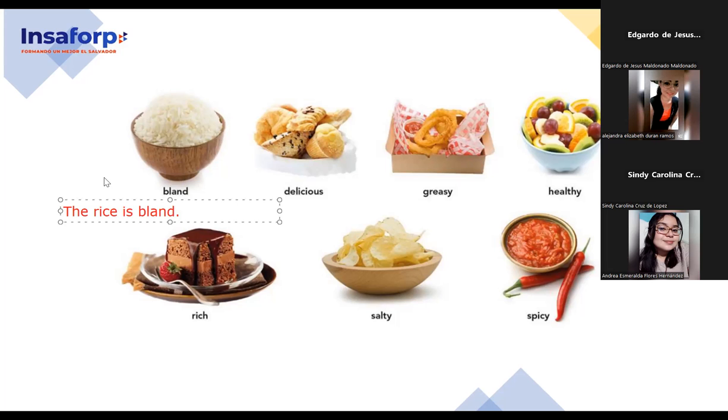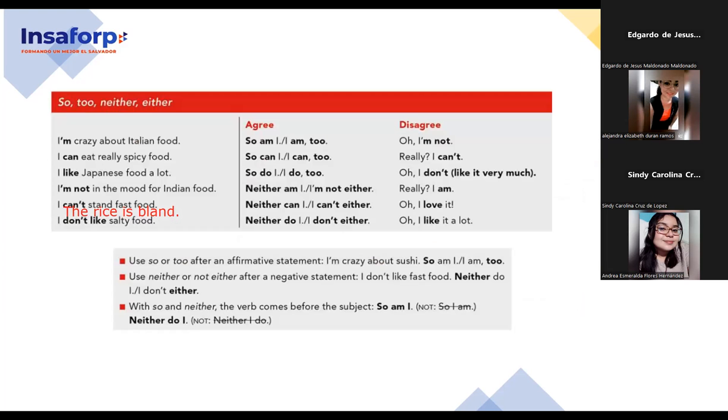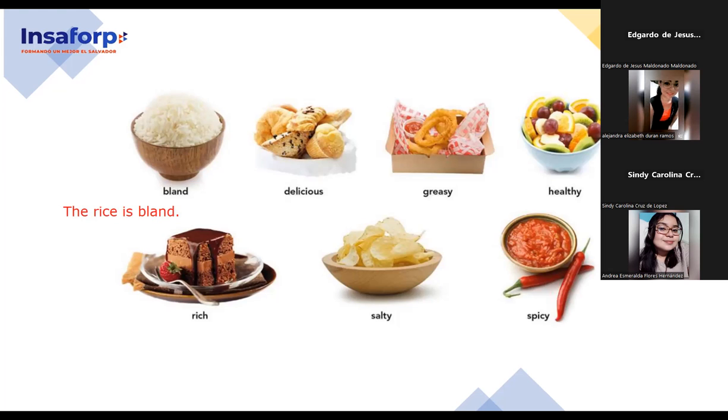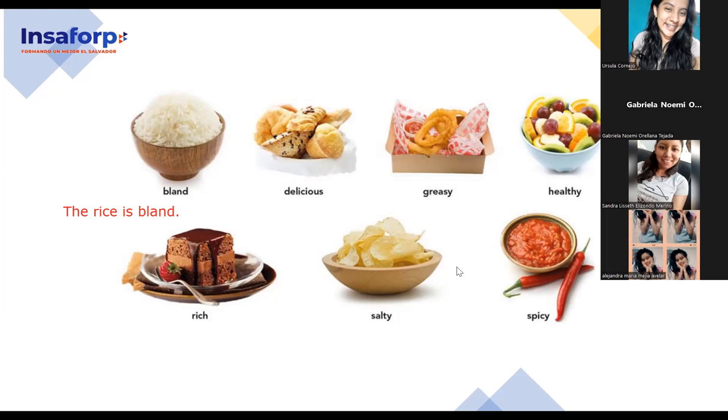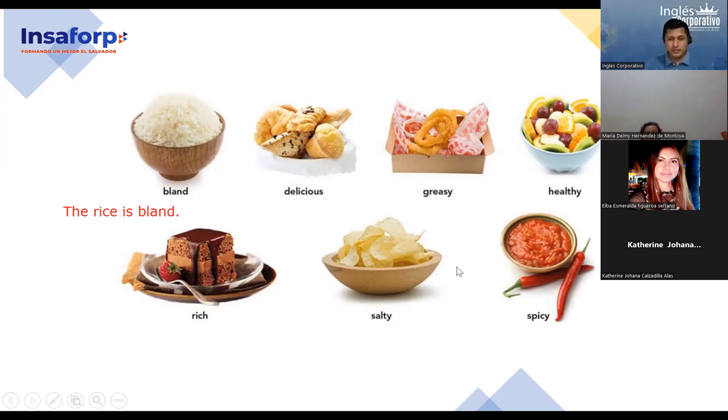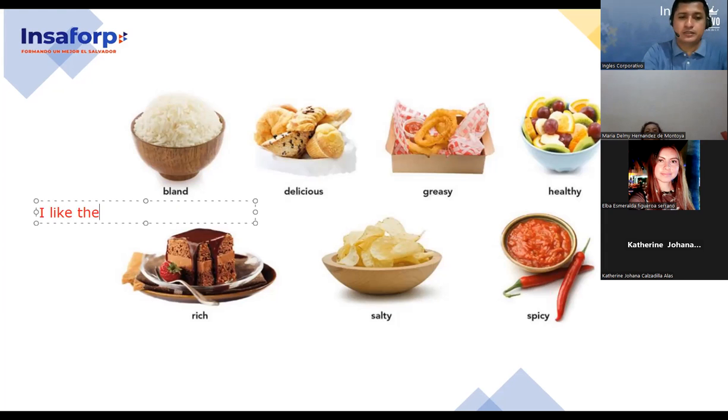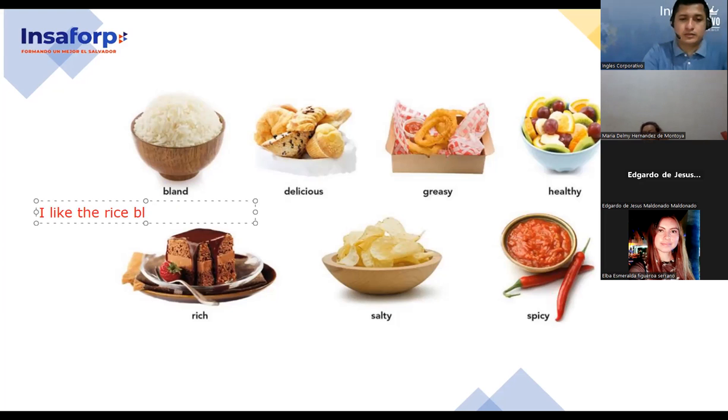But if you look at the examples here, we have I like, I can't, I am not. So in the examples, you need to show that you like something, or that you dislike something. In the sentence the rice is bland, the sentence is correct. However, it's not showing me if you like something or if you don't like it. Maybe it can be, I like the rice bland. Okay, very good.